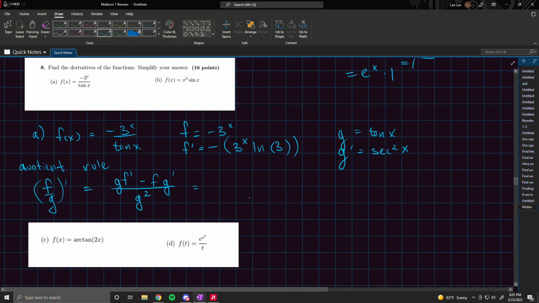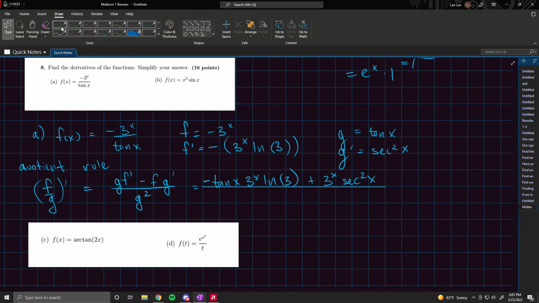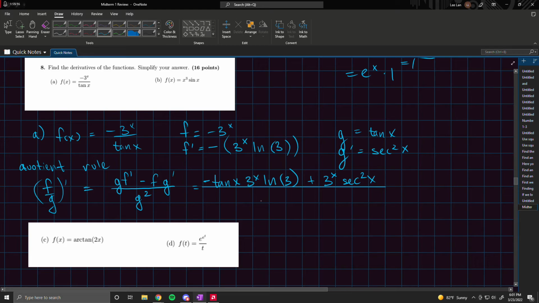And so just put all the pieces together, right? You have tangent x times f prime. I'll just put the negative in front: negative 3x ln 3 times 3 to the x, minus, and then f was, I guess it'll be plus now, 3 to the x, times g prime, secant squared x. And then the whole thing is divided by the bottom squared, and the bottom squared is tangent squared x.